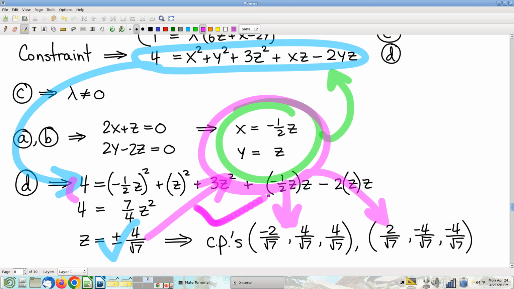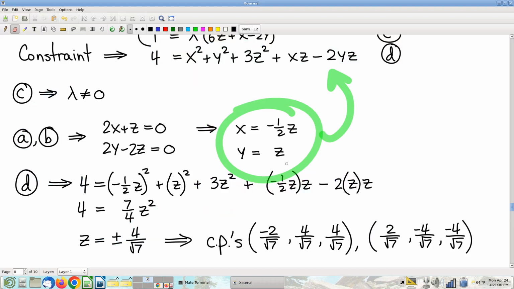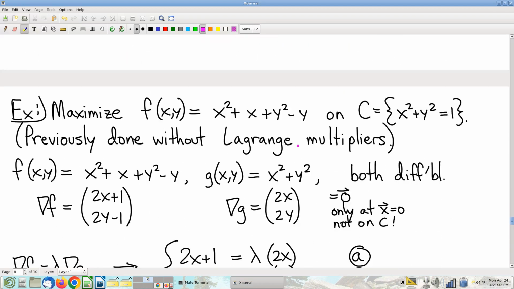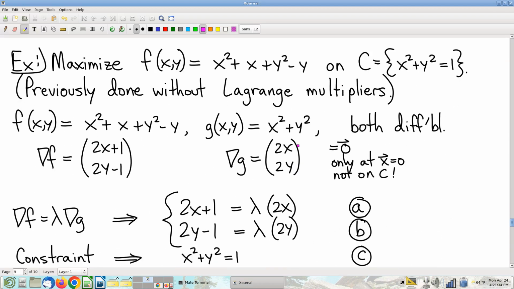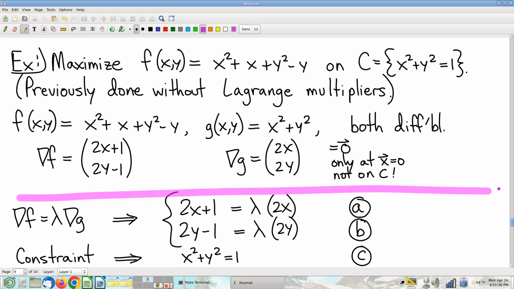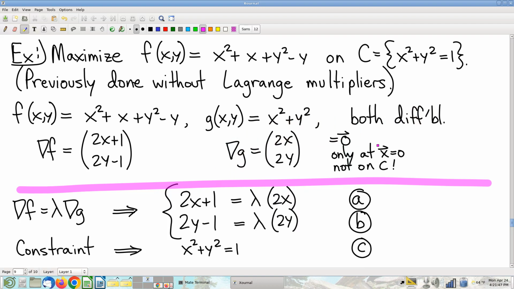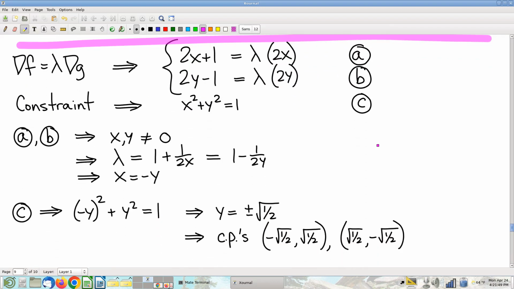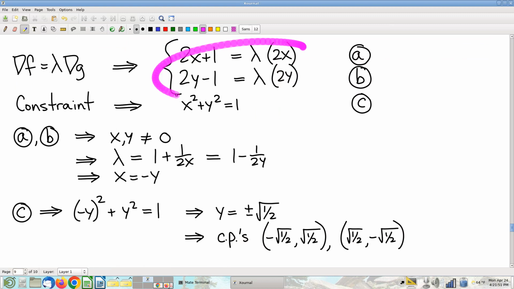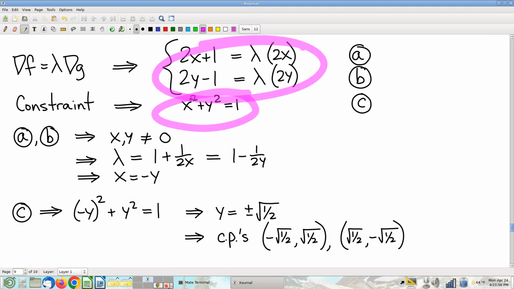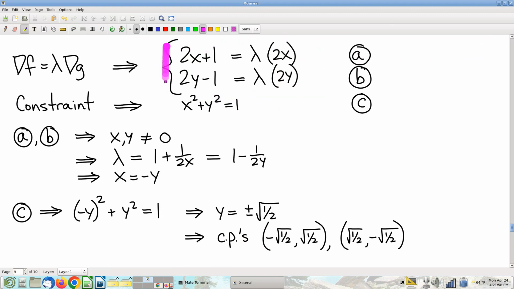Now let me show you some other examples, other examples of how the algebra goes differently. I am going to skip through the preliminary stuff. Do make sure that you always check differentiability. Always check for where the constraint gradient is 0. We've already done some of that. But let me show you where the algebra gets weird down below this line. Right, here's our system. We've got our Lagrange equations. We've got our constraint equation. How am I going to solve this system?